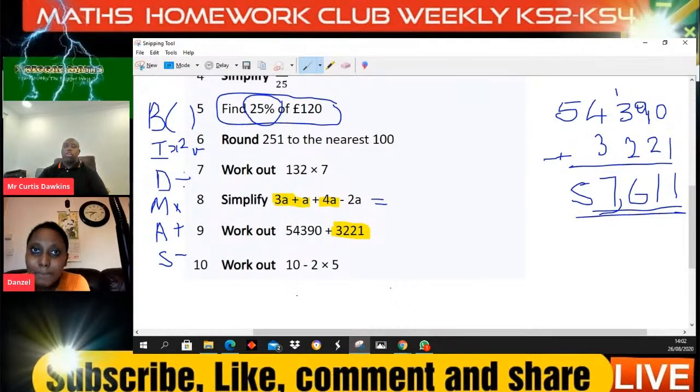Take away. You sure? Takeaway is at the end here. Subtraction is at the end. You do the times, which is up here. So you do the times first. So you need to do 2 times 5 is 10. So you're going to have 10 take 10. What are you left with?